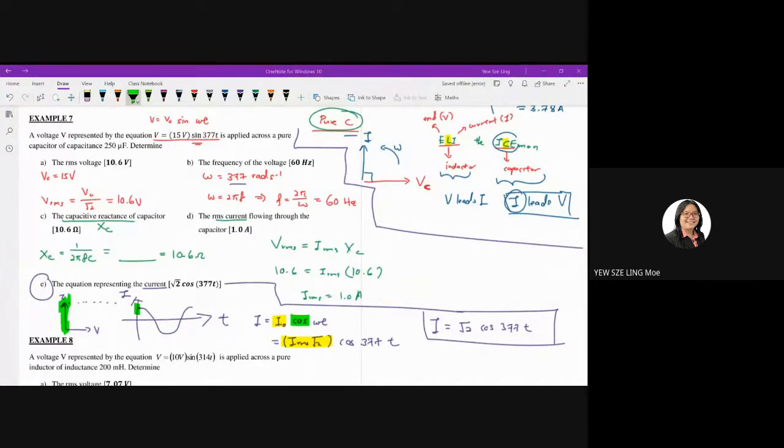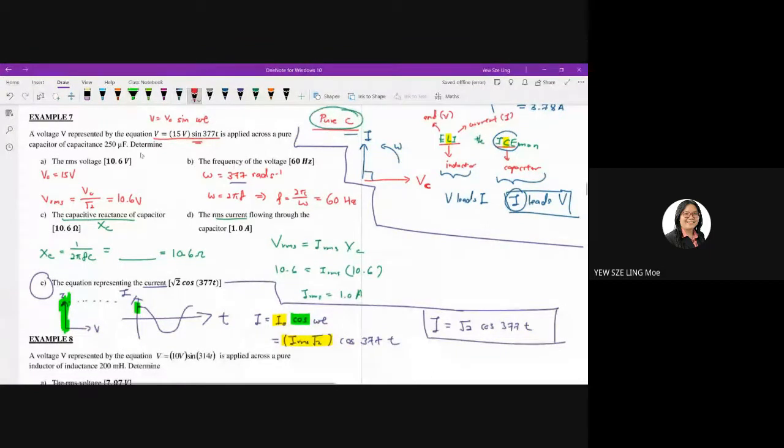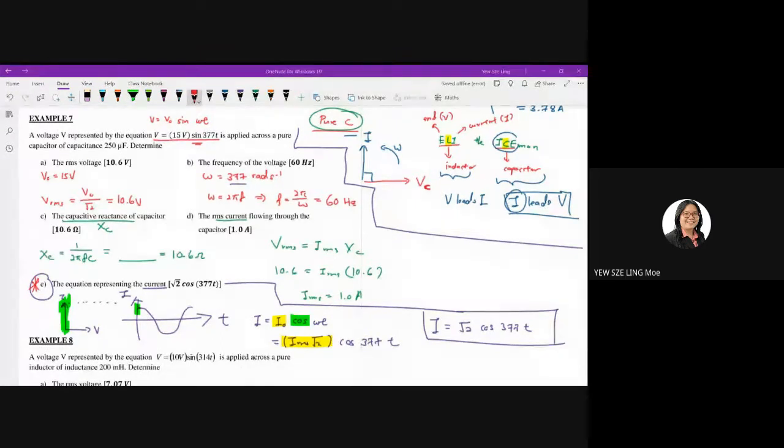Now I give you 5 minutes to write it down, because I want you to write a bit of notes for yourself on how to answer question E. This is a very good question because it tells you the importance of the phasor diagram, and the importance of knowing which one lags behind and which one is leading. So 5 minutes for you to write it down. Make your own short notes for question E: why I use cos, how I get cos, and so on.